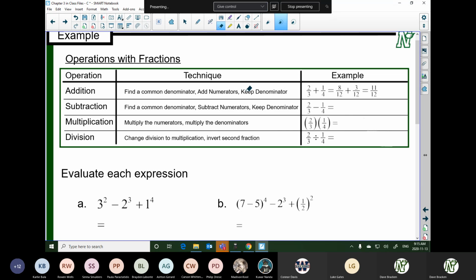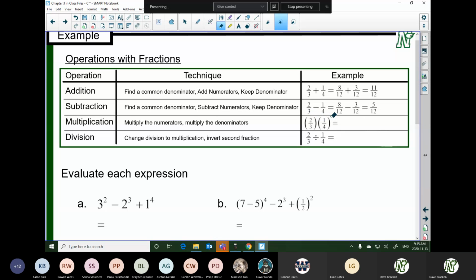Everybody good with that? The only difference with subtracting, we still get our 2 common denominators, but you see the difference is there's a subtraction. So now we just go 8 take away 3, and we have 5/12. So adding and subtracting, you have to find a common denominator, okay? Multiplying in my eyes is the easiest because you don't have to find a common denominator with multiplying.